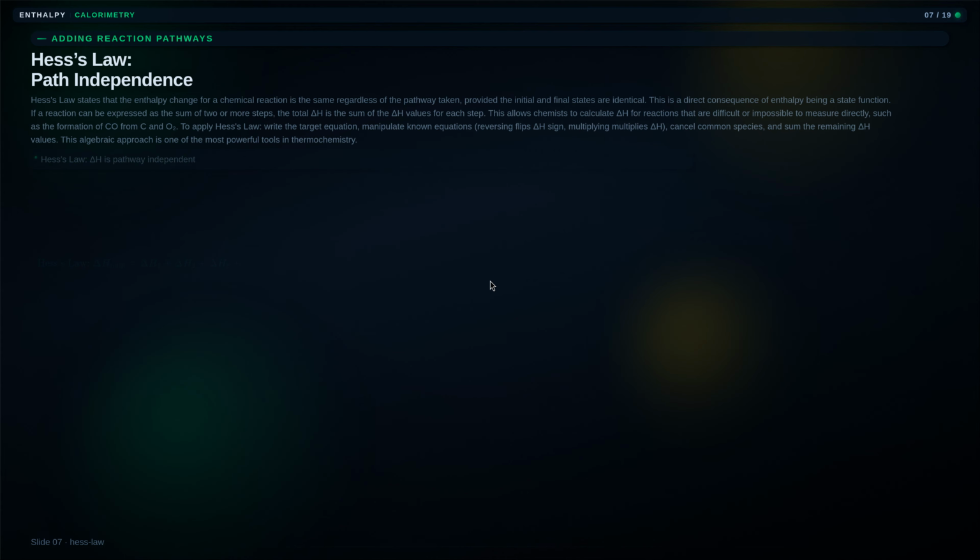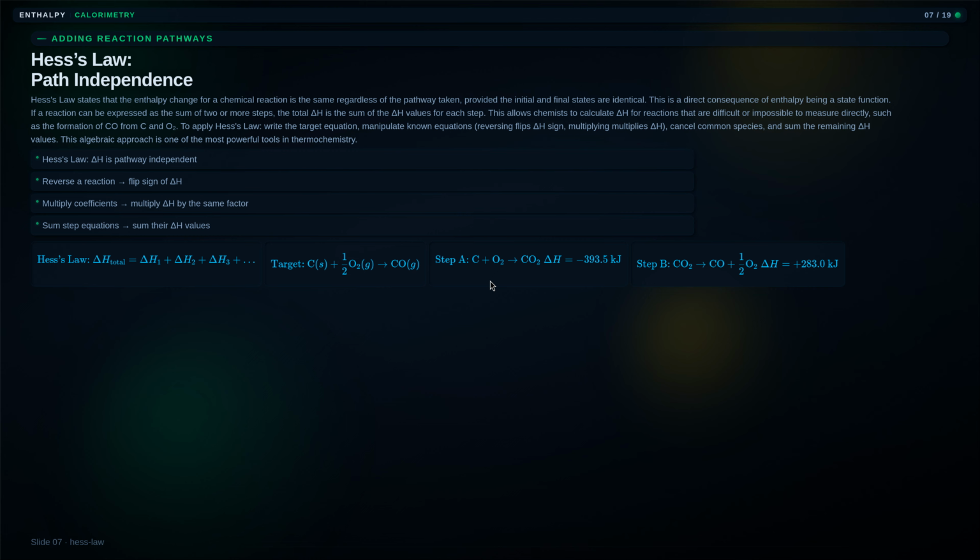Hess's law states that the enthalpy change for a chemical reaction is the same regardless of the pathway taken, provided the initial and final states are identical. This is a direct consequence of enthalpy being a state function. If a reaction can be expressed as the sum of 2 or more steps, the total delta H is the sum of the delta H values for each step.